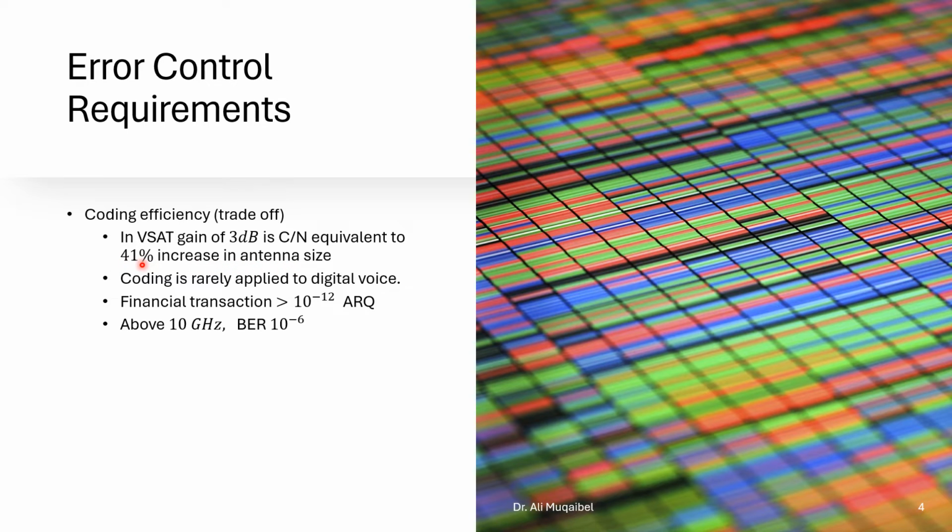Imagine the dish antenna that you have on the roof could increase in size by 41% to get the same benefit, which is 3.1 dB. Of course, this is in general. We are not speaking very specifically here. Coding is rarely applied to digital voice, especially if you want to have an application which is quick play. You don't want to decode and encode.